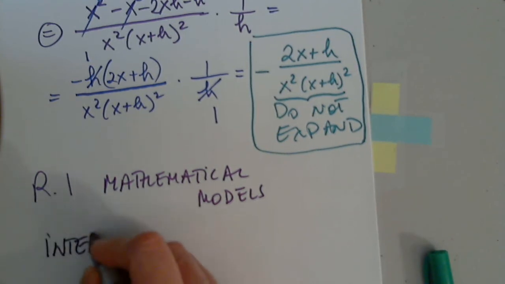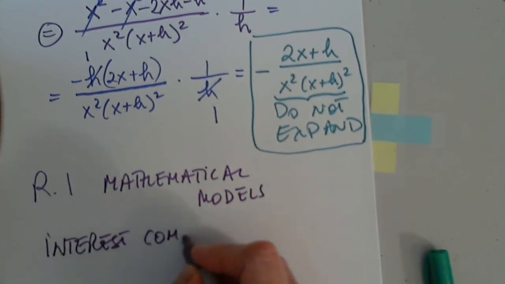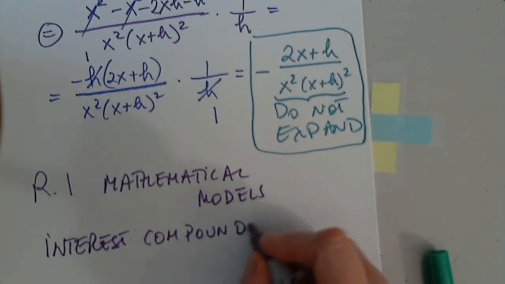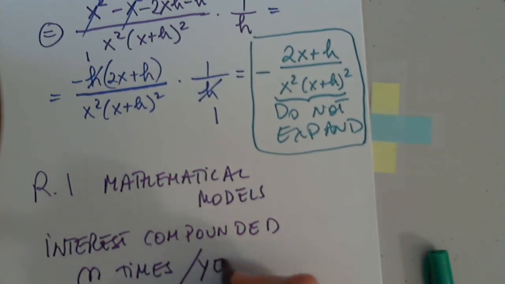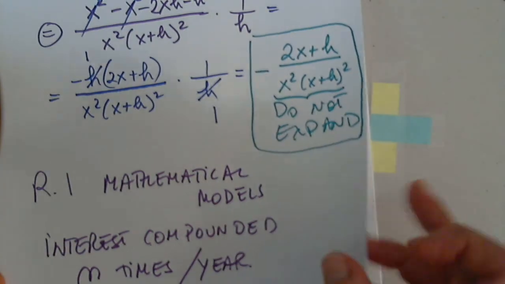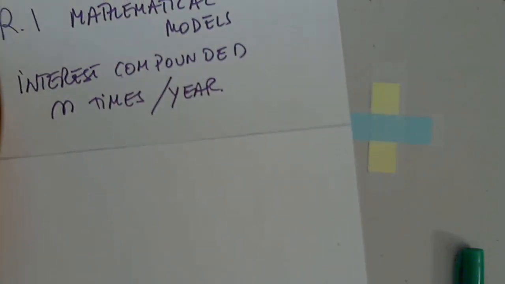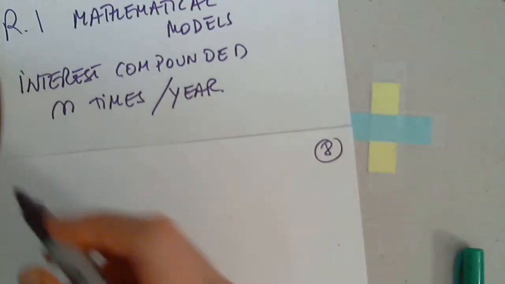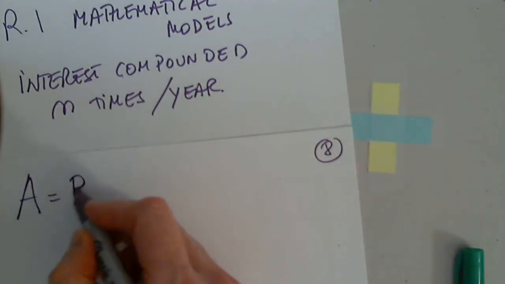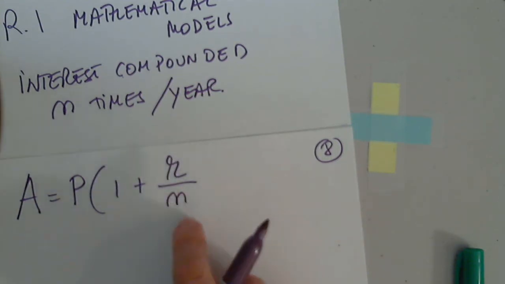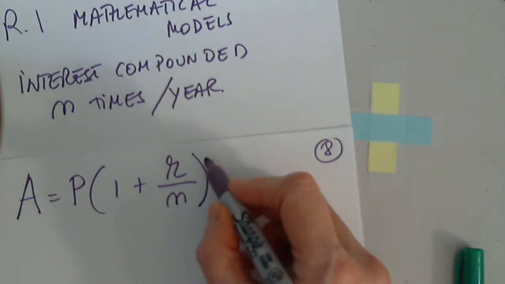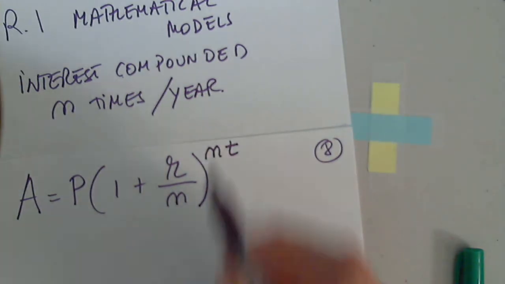Interest compounded n, lowercase n, times per year. And here is the formula. A equals P in parentheses 1 plus r over n, close the parenthesis, to the power n times t.